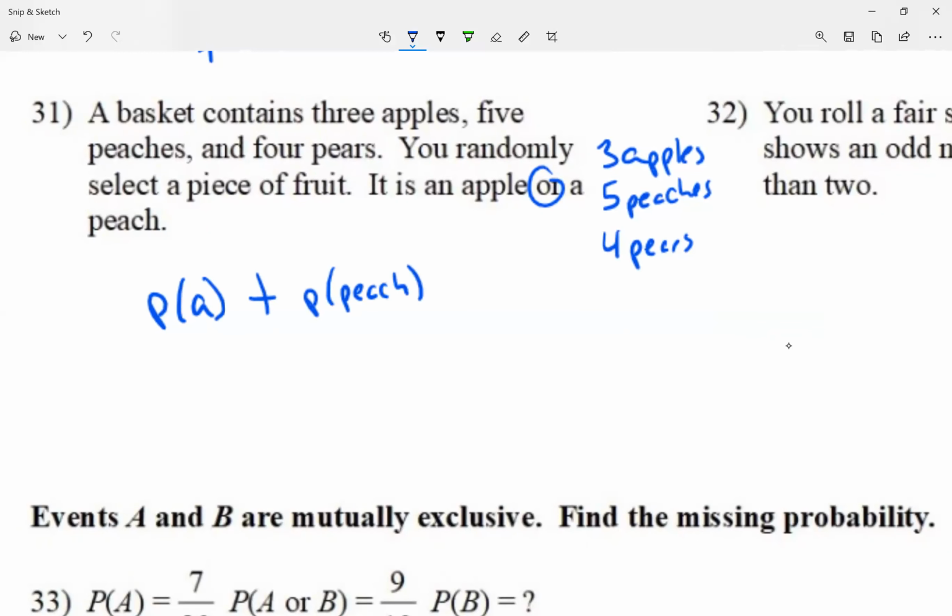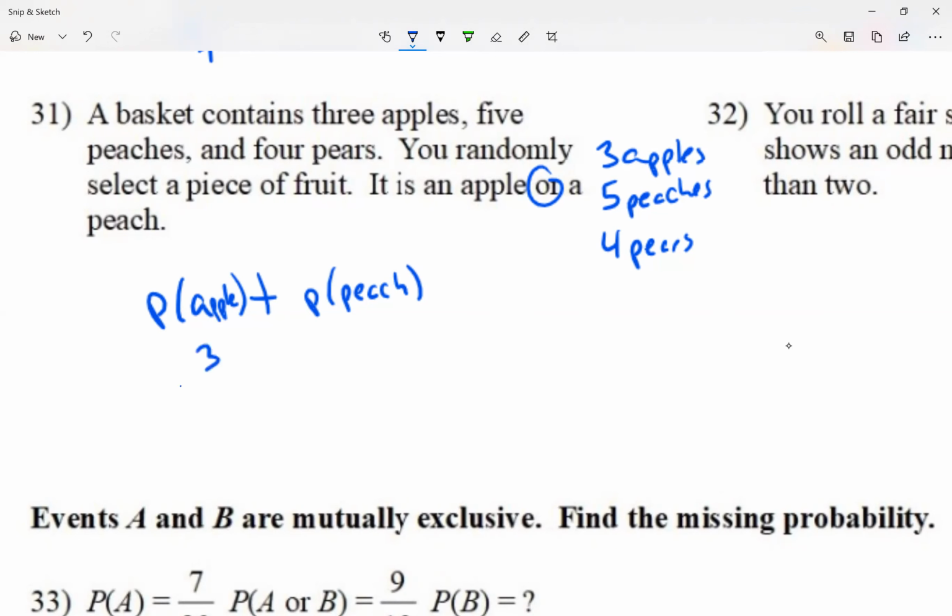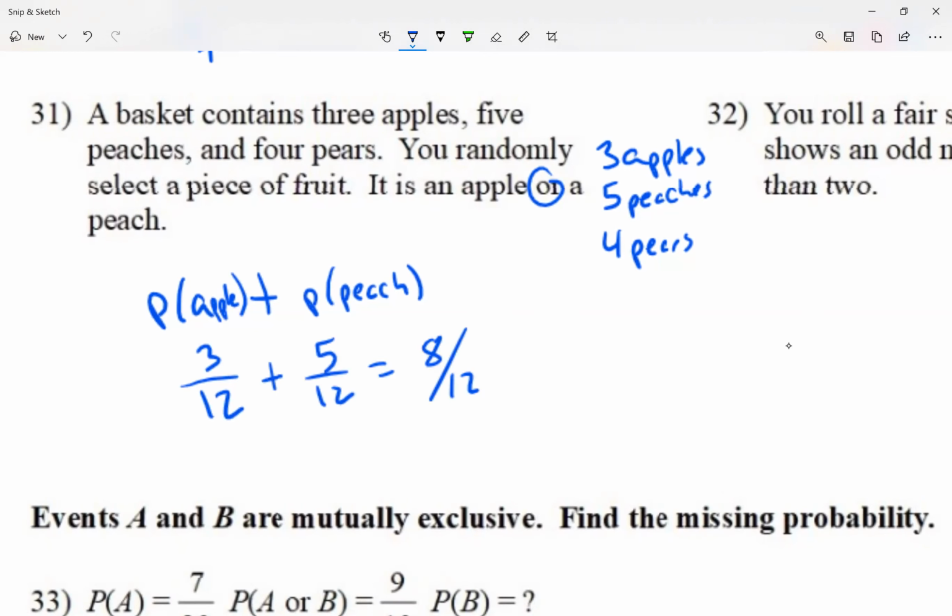This little p outside of the parentheses means probability. So probability that is an apple. Notice I didn't write probability is a peach given that it's an apple because it cannot happen at the same time, right? This is mutually exclusive. They cannot happen at the same time. So probability that is an apple, I'm gonna say 3 out of 12. There's 3 apples, there's 12 fruits altogether. Now probability that is a peach, it's 5 out of 12. When I add this, I get 8/12, which simplifies to 2/3.